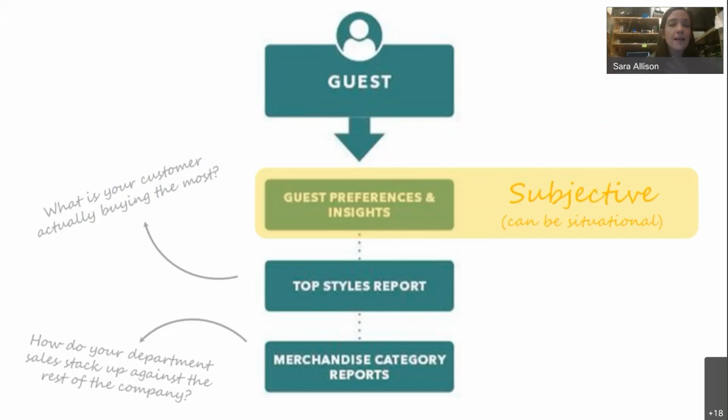So if you throw it back to middle school when you learned about subjective versus objective. Subjective is very much situational, opinion-based. It depends on who you're talking to. So guest preferences and insights in the store can really depend on what time you work and who you're interacting with in the store. I think this can be very subjective.